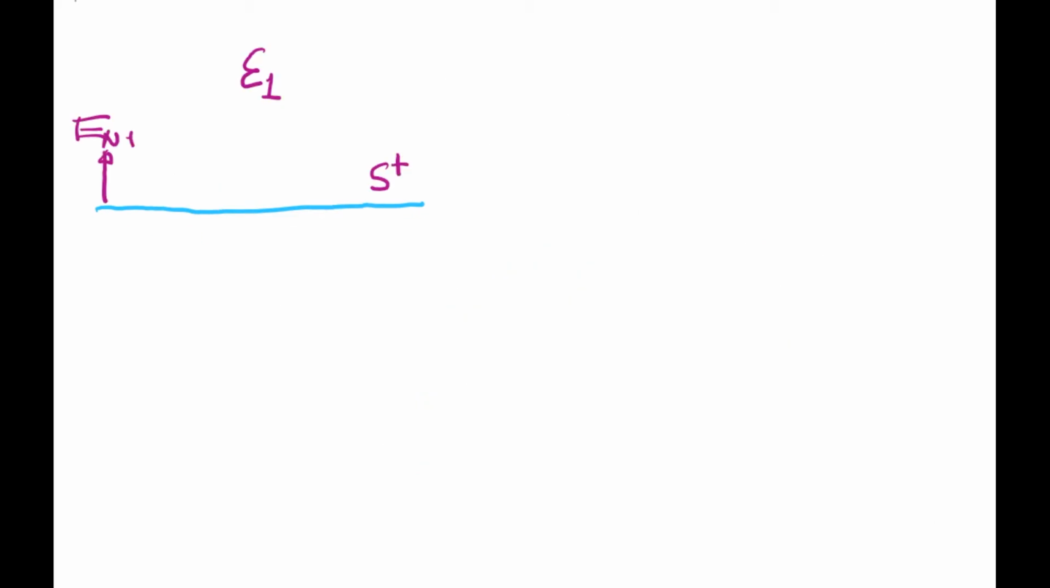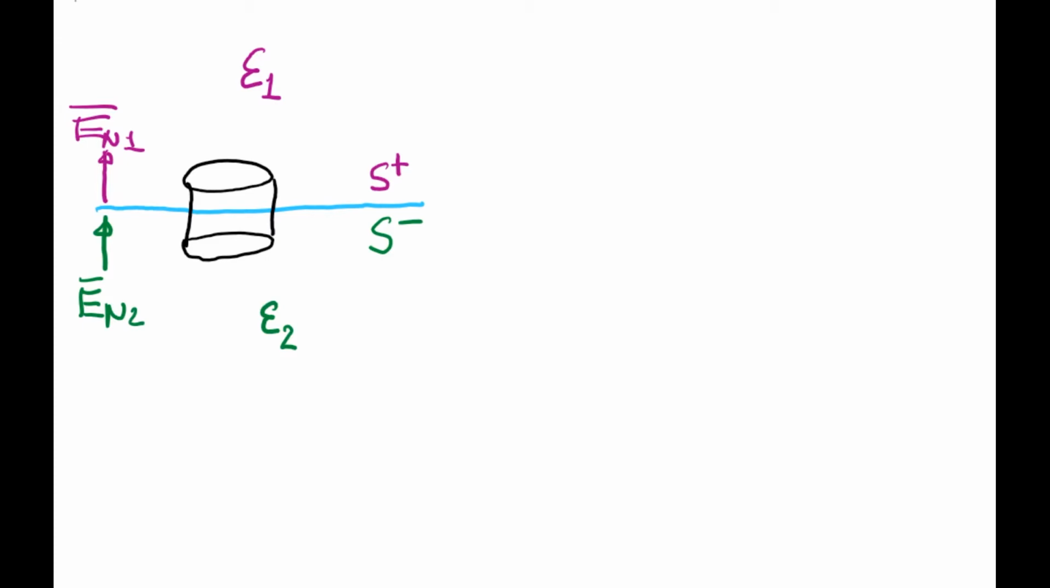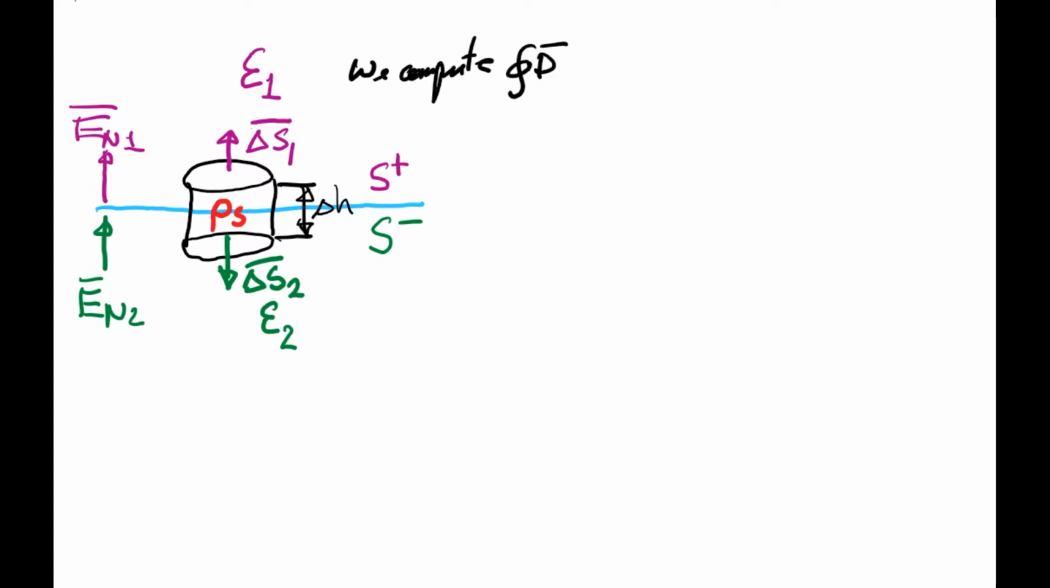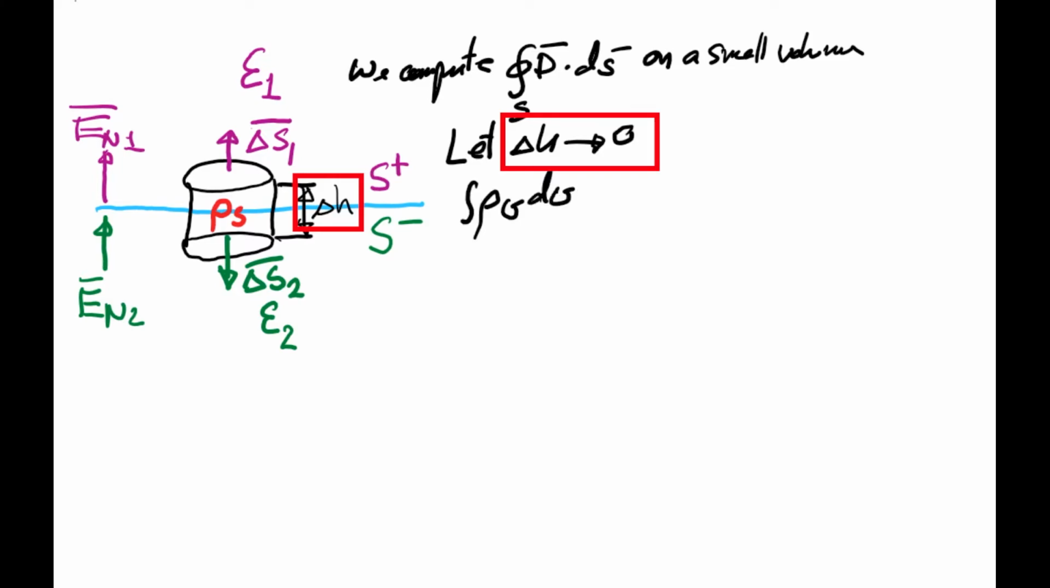For the second equation, we construct a small volume on the interface as shown here. By letting delta H approach 0, the surface delta S1 is right on the surface S plus, with the direction pointing outward from the volume as shown here, and delta S2 is right at the surface S minus. The direction is shown here. We compute the integral on a small closed surface.